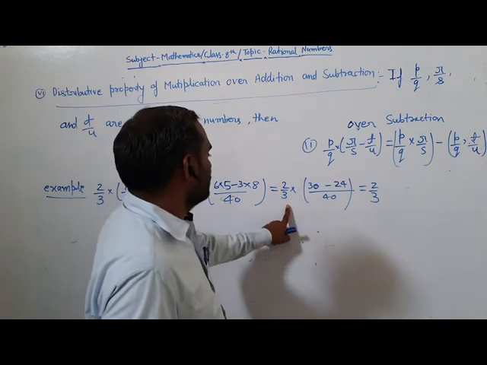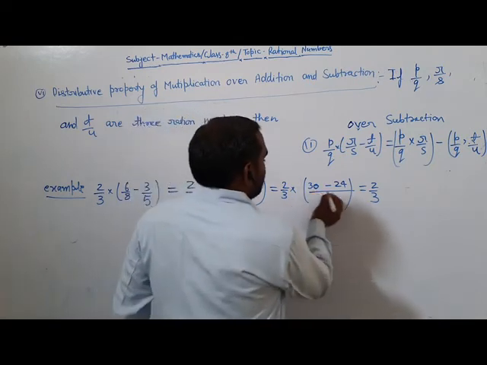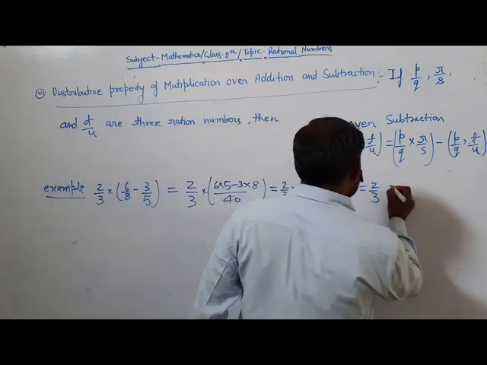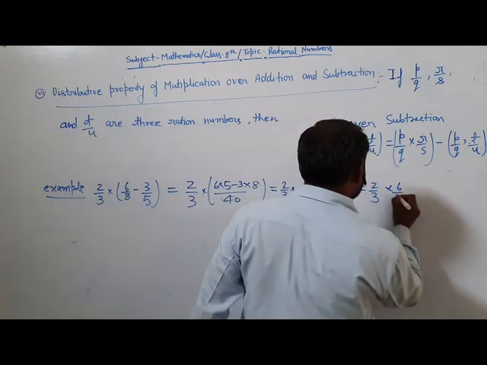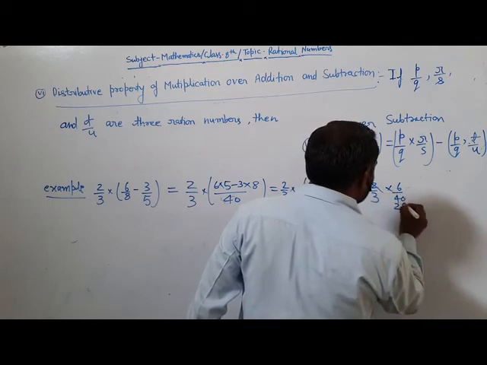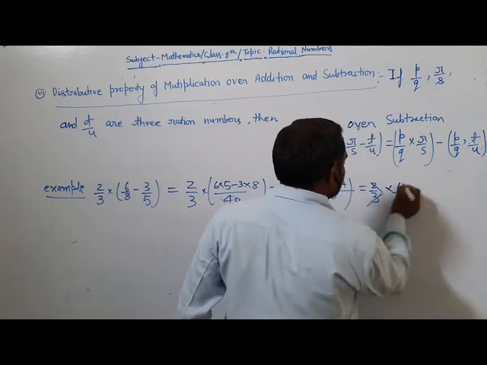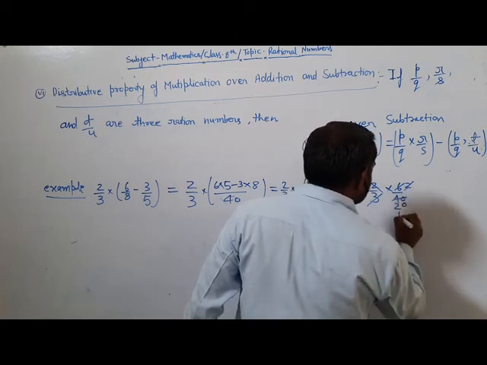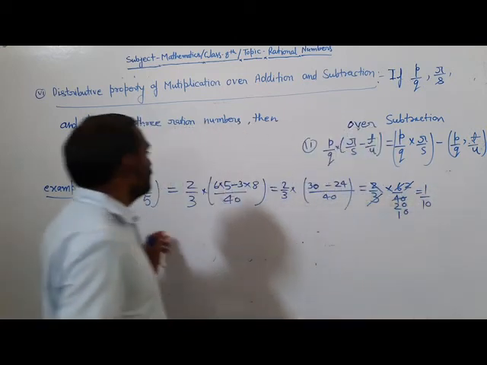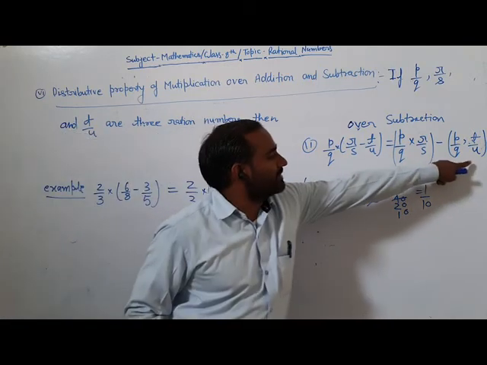We get 2 by 3 into 30 minus 24, which is 6, so 6 by 40. 2 2 ja 4, 0 0. 3 2 ja 6, 2 1 ja 2 0. So we get 1 by 10. Now we have to apply this property on the right hand side.